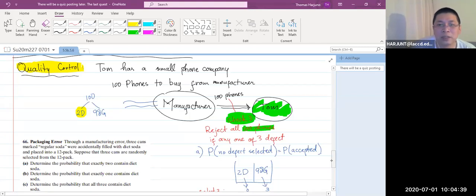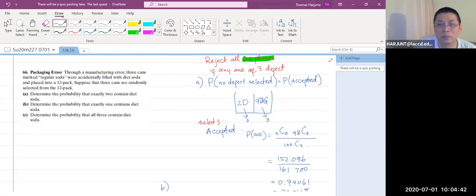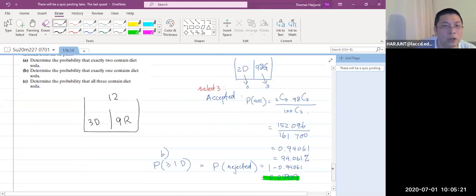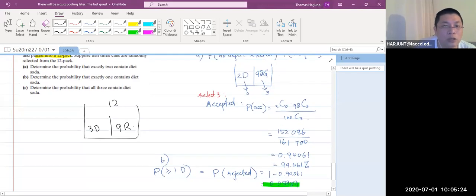Okay, number 66, packaging error. We have 3 cans marked regular soda filled with diet soda and put into 12 packs. So in this 12 pack, 3 of them are supposed to be diet. The rest, 9, are actually regular soda. So this 3 is the one incorrectly marked. Determine the probability that exactly 2 are diet soda.